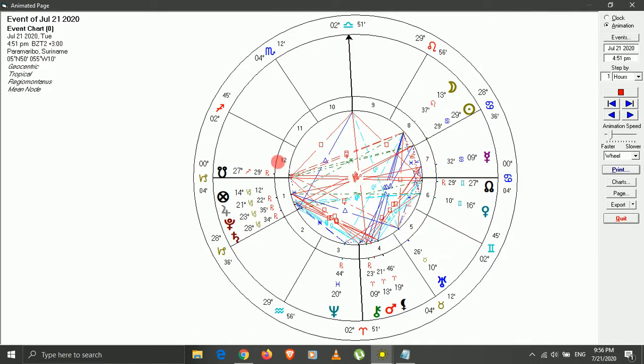So within the context of this question, it simply means that the person is going to show up within an hour. So the person is going to show up at this appointed time, 4:51 p.m. I cast the chart an hour ago, exactly an hour ago, 3:51 p.m. And the person is set to show up according to the chart at 4:51 p.m. And what happened? The person showed up exactly at that time.